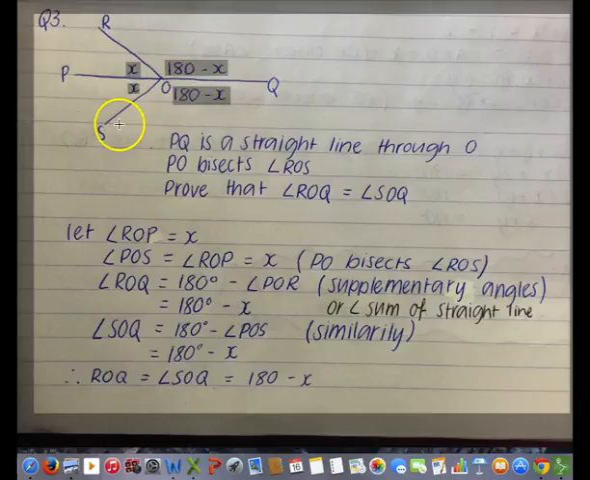Now we can do the same thing down here. Angle SOQ is equal to 180 minus angle POS. Similarly, meaning it's the exact same reason as the line above. So therefore angle SOQ is again 180 minus whatever angle POS is, which is x. So therefore we can now say, there should be an angle symbol here, girls, so put an angle symbol in. So therefore angle ROQ is equal to angle SOQ, which is equal to 180 minus x. So now we've just proven that angle ROQ is equal to angle SOQ. We're now going to go to the next question.